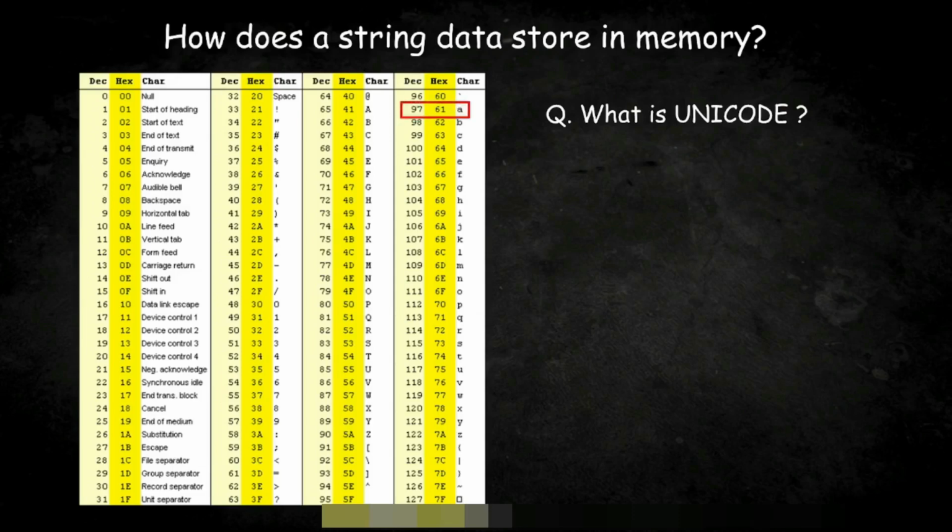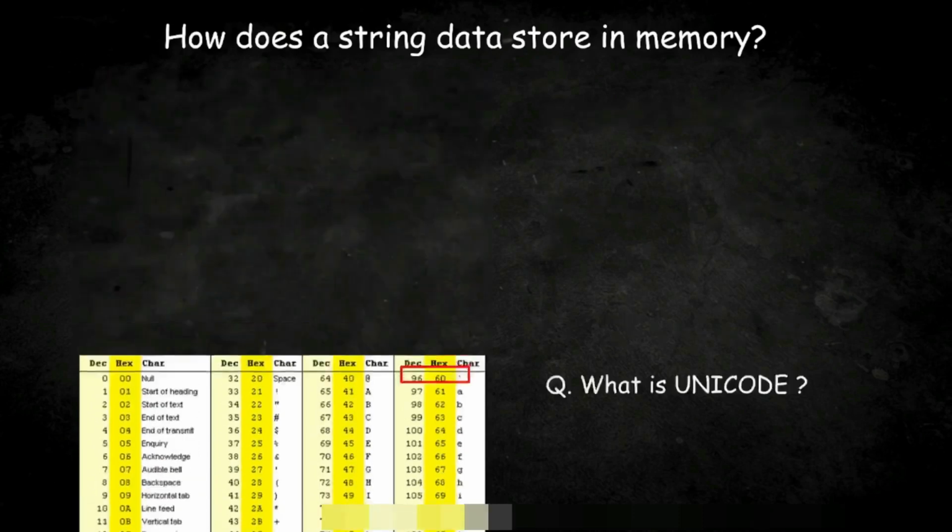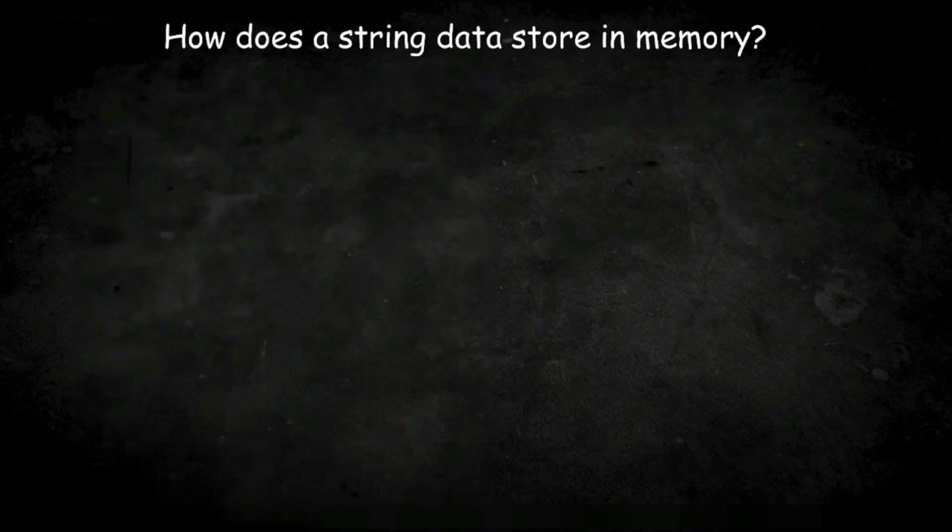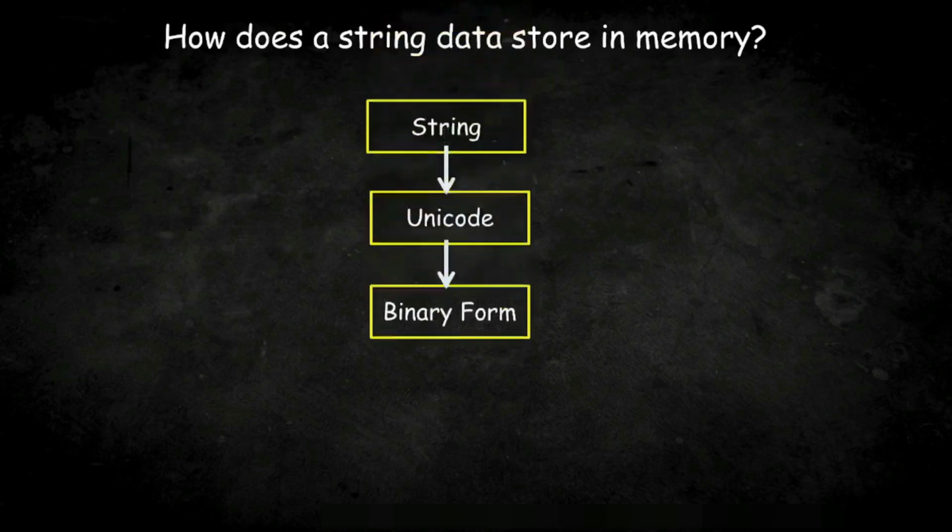As you can see, lowercase a is assigned the numeric decimal value 97. Similarly, lowercase b is assigned 98. So in this UTF-8 encoding scheme, it first converts each character of the string to its corresponding Unicode. Then the Unicode of each of these characters is converted into an 8-bit binary representation. And this binary representation is stored in memory.